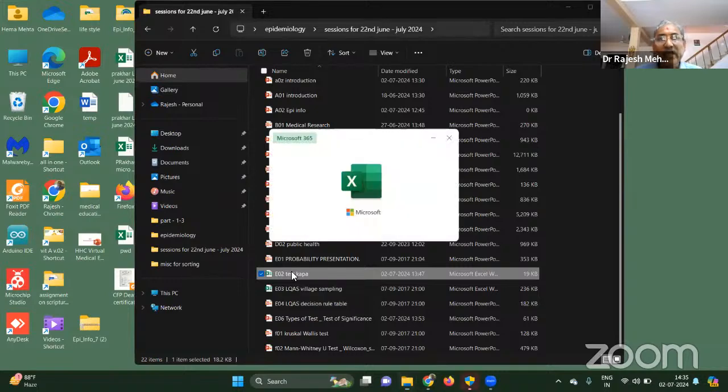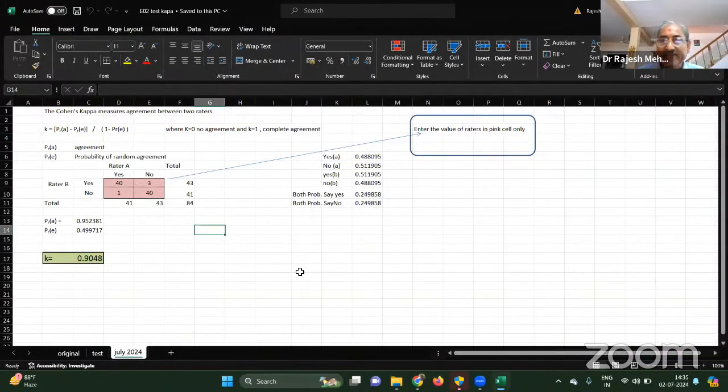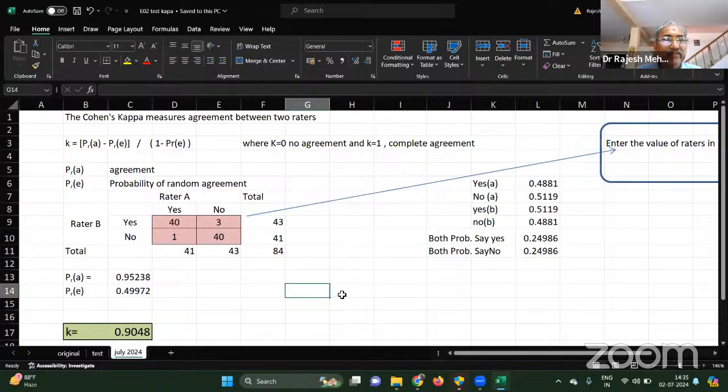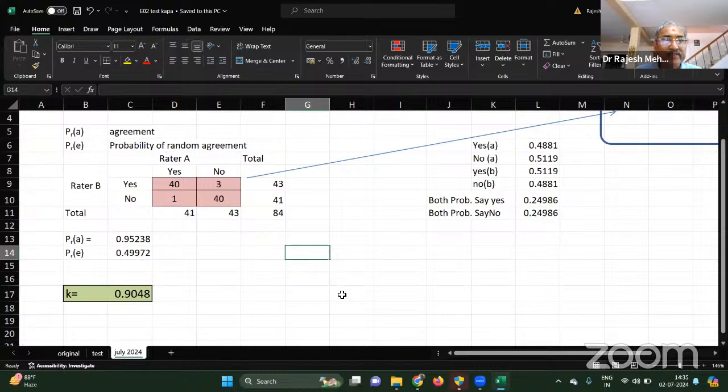Let us do that. I'll be sharing an Excel file with you. I hope the screen is visible. I can increase the size. I think this will be good enough. Cohen's kappa measures agreement between two raters, right?